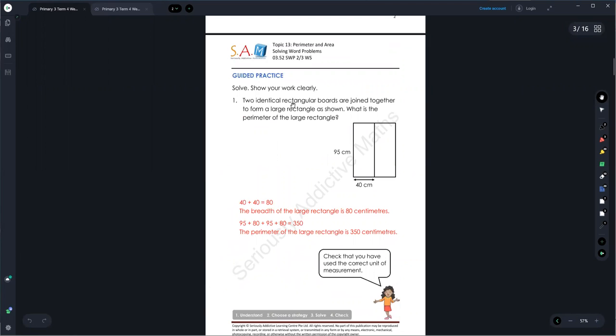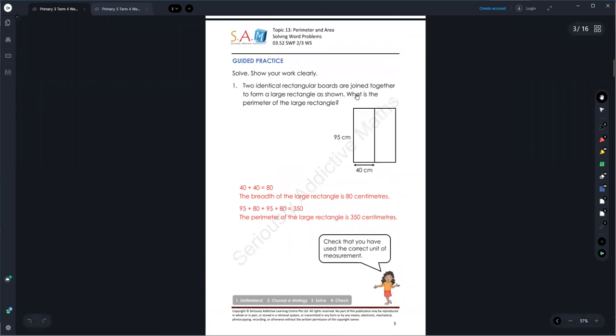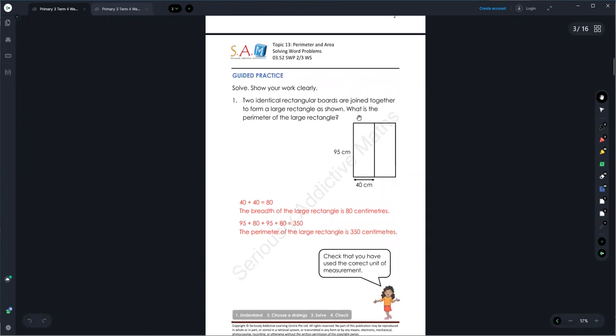So we start off with the first question. Quite a simple one. Two identical rectangular boards are joined together to form a large rectangle. What is the perimeter? Show students where the two rectangles are. Since the dimensions are given, it's actually quite easy. Because they are identical, if this is 40 cm, this is 40 cm as well. You might write on the board and show them that 40 cm.